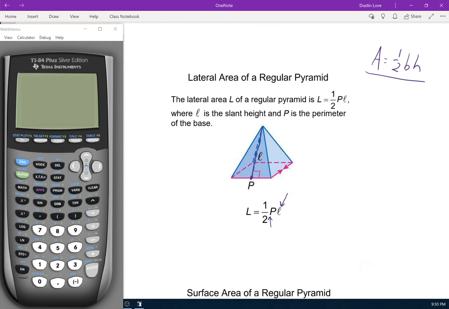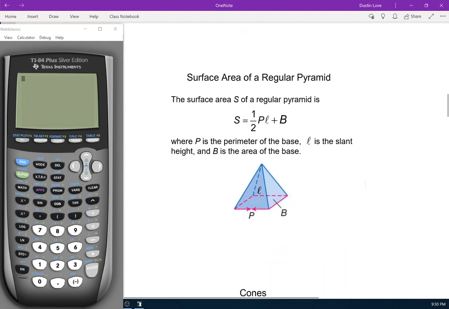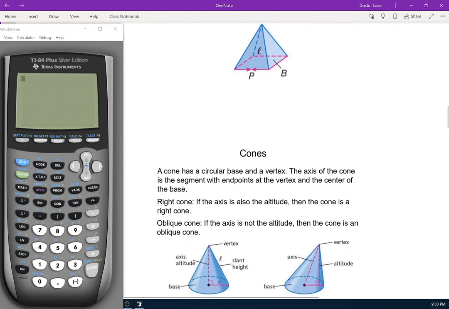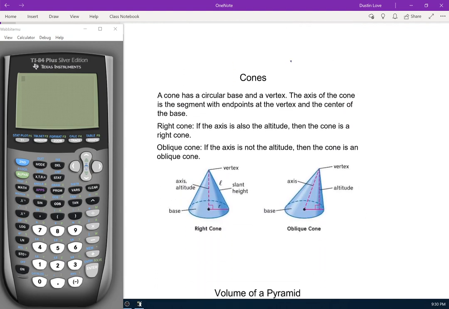Now, if you wanted to find the surface area, all we're doing is using the lateral area and then adding in the area of the base. So here's our lateral area, L, plus B. Exact same idea.